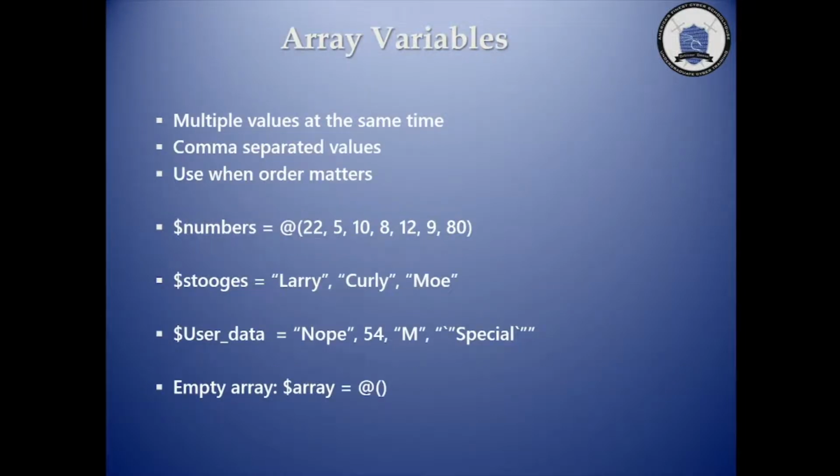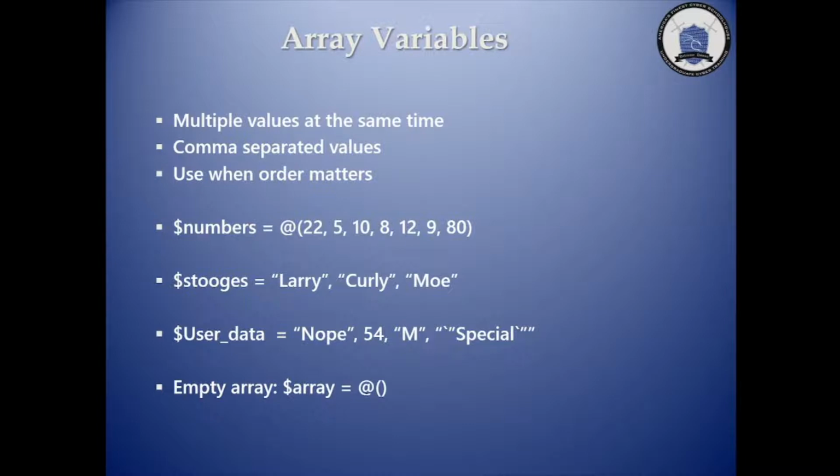So our next variable type is array variables. Array variables you can think of as a list. You can have a list of numbers, strings, and even a list of lists. So overall, arrays are just a list of values. When assigning multiple values, they are separated by commas.